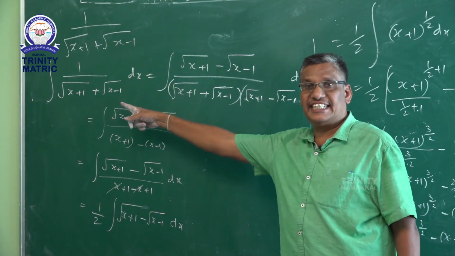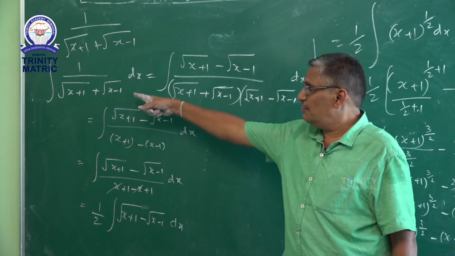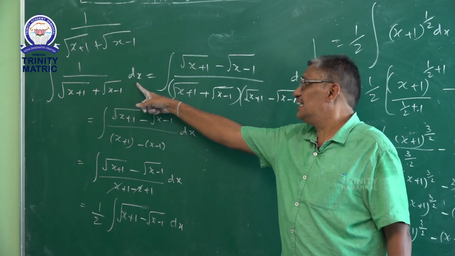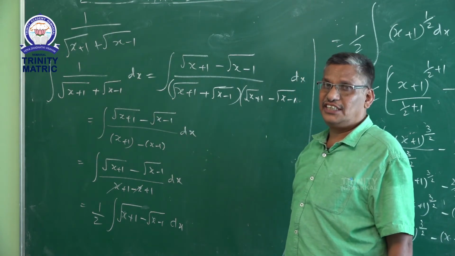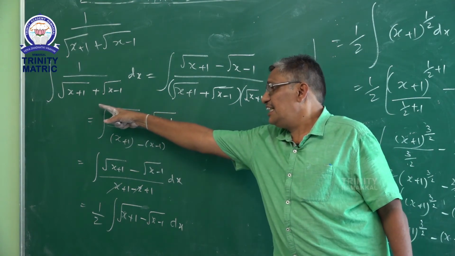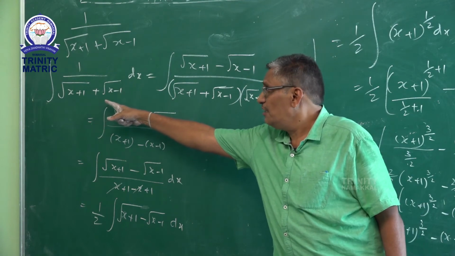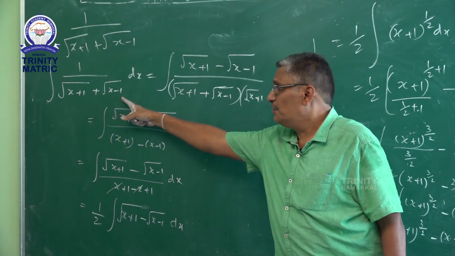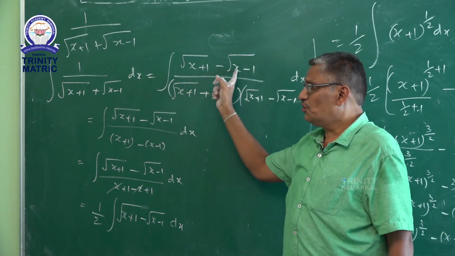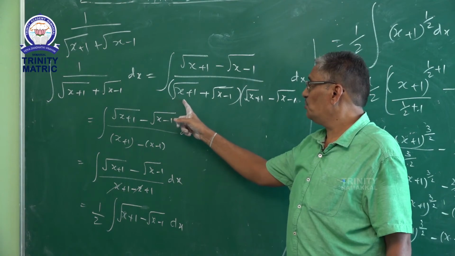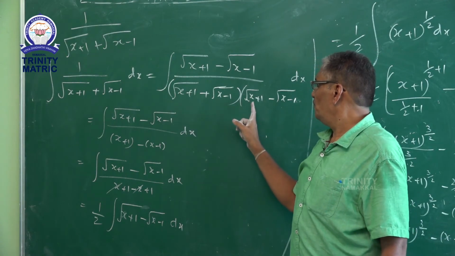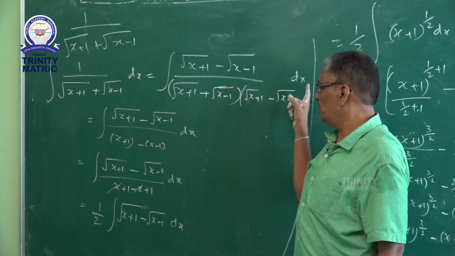So I am putting the integration sign along with it. Yes, integration of 1 by, the question as written, then dx. I am taking the conjugate of the denominator. You know the conjugate. What is the denominator here? Square root of x plus 1 plus square root of x minus 1. So when we take the conjugate, that is root of x plus 1 minus root of x minus 1, by (root of x plus 1 plus root of x minus 1) into (root of x plus 1 minus root of x minus 1) dx.